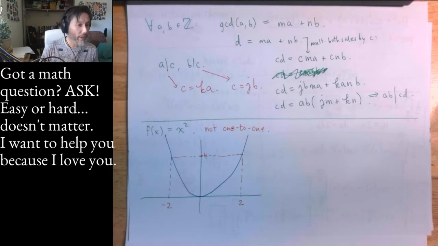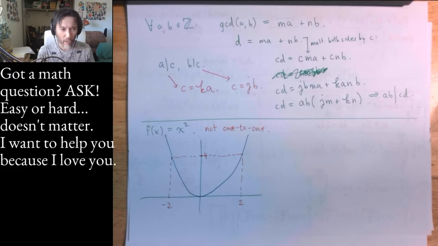Now I know what you're thinking. You're thinking, yes, it is. The square root function. What about the square root function? Isn't that an inverse for x squared? No, it's not. It is related to x squared, of course, but it is not an inverse for x squared.